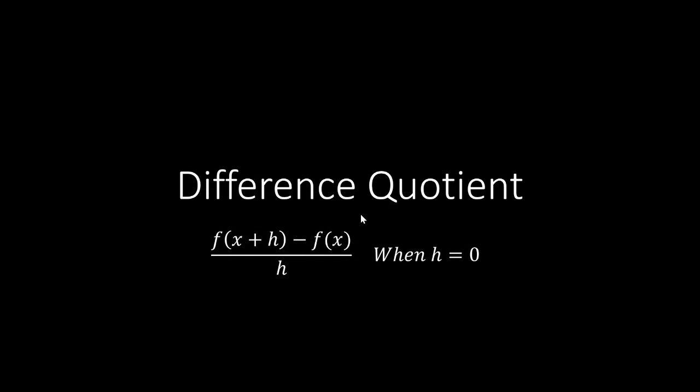So this is a difference quotient. And again, the goal here is that we're going to use this formula as it applies to a function. And then in the end, we're going to set h equal to 0. Let's see if we can get started here.